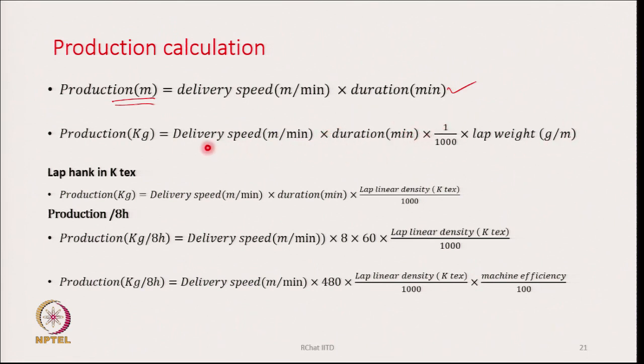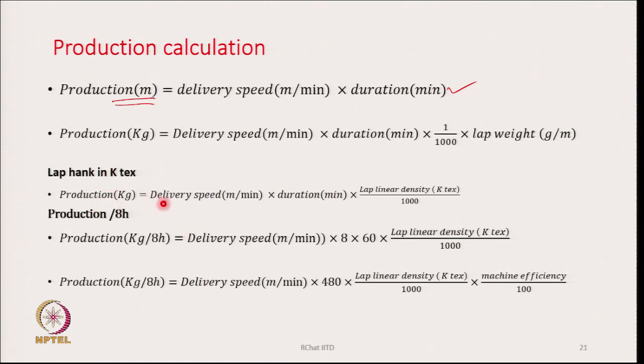The only thing I need is to put in the values of delivery speed and duration, whether I want to find out the production in 1 hour or 2 hours or 8 hours, whatever it is. Three unknowns are there: delivery speed, duration and lap weight in gram per meter. Now, if the lap hank is given in kilotex, lap hank basically means lap linear density. Suppose that is given in kilotex.